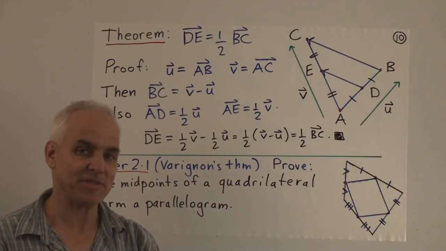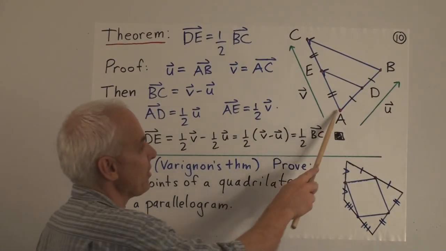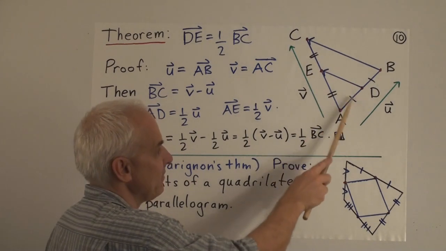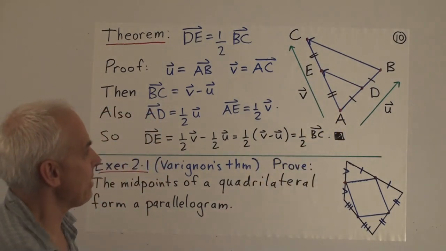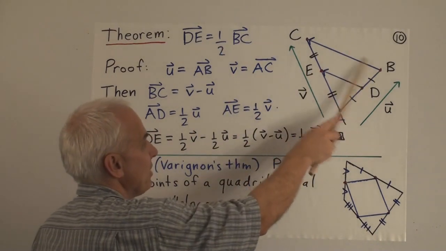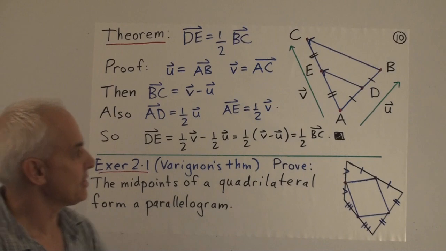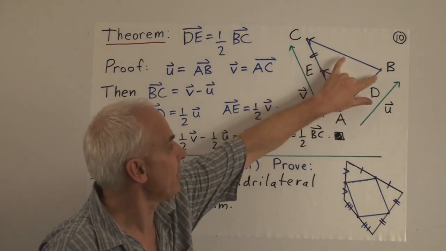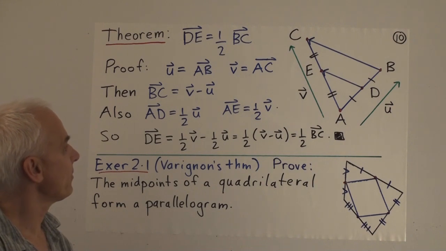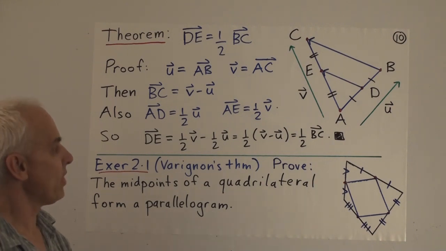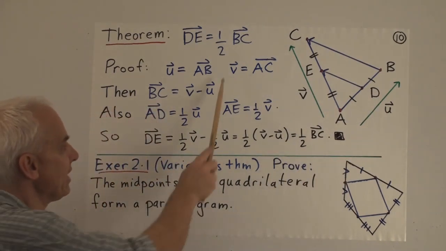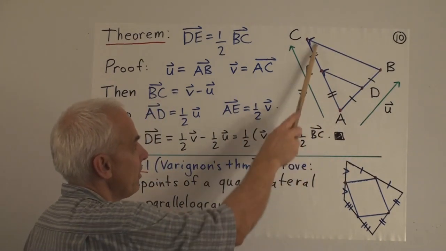All right, so this is a simpler theorem. We're talking about a triangle ABC, and we have midpoints D and E of these two sides. And the claim is that the vector DE is exactly 1/2 of the vector BC. So in particular, it's parallel to BC and 1/2 of the separation. So we let AB be the vector u, say, and AC be the vector v.